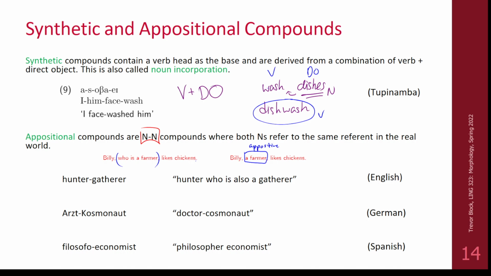So what you're doing is you're establishing a person in the real world or a referent, and you're saying, this person is Billy, and by the way, this person is also a farmer. So you're giving two descriptions to the same person. So in English, we have hunter-gatherer, so this refers to a person who is a hunter and a gatherer. German has Dr. Cosmonaut, so someone who's a doctor and a cosmonaut, and Spanish has like philosopher economist, so someone who is a philosopher and an economist.